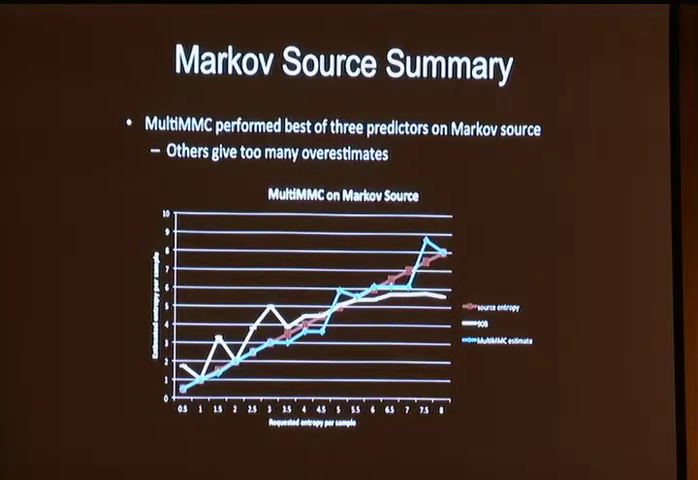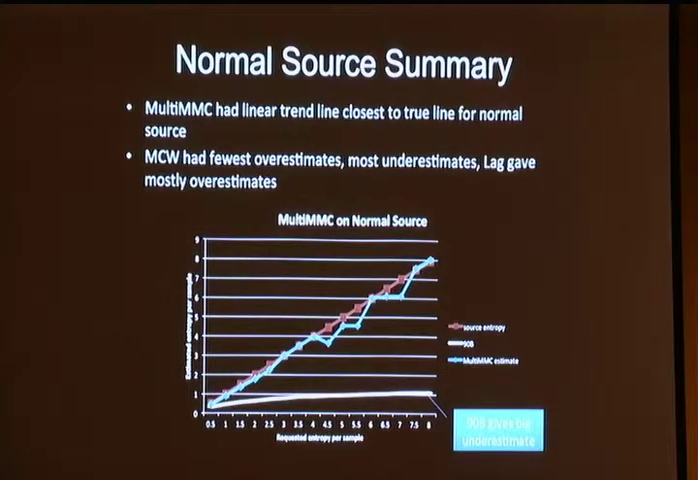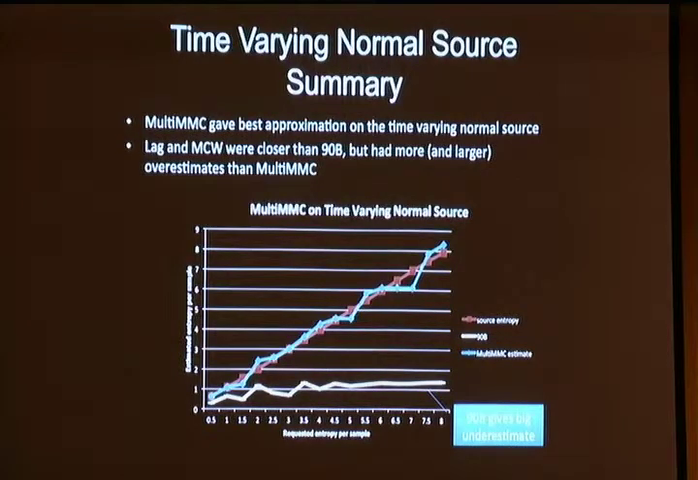This is so small, I can't see my screen. And for the normal source, for the samples that are normally distributed, again, multi-MMC had a linear trend that is closest to the normal source. And then the others have some overestimates and upper estimates. But we can see that the 90B is significantly lower, giving a low underestimate for the entropy here. And this is the same for the time-varying normal source too. Again, 90B estimates are significantly lower than the actual entropy.